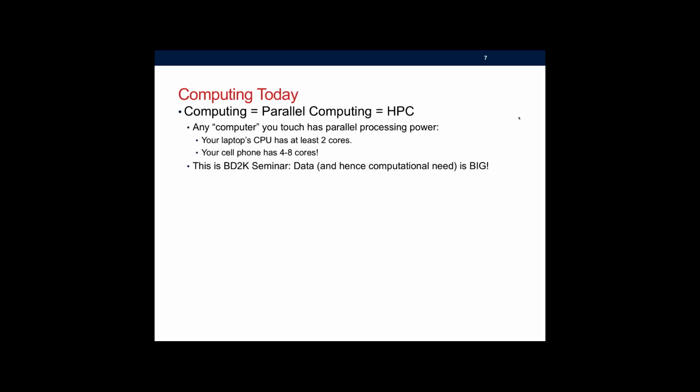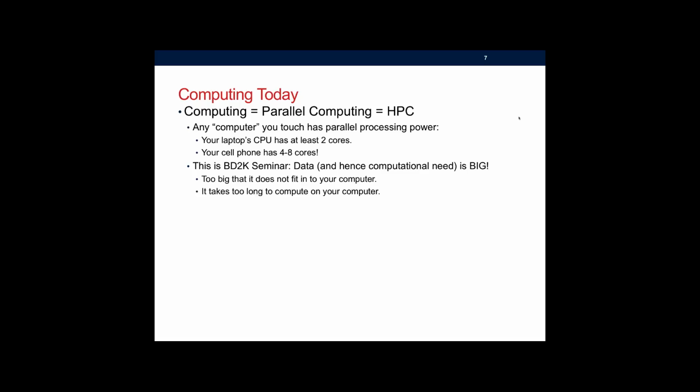The second rationale is, well, this is a BD2K seminar. We're talking about big data and science, and hence the computational data need is really big. We really need to solve some problems that today you cannot fit into your desktop computer. Some examples clearly include genomic applications. For example, metagenomics is one case. If you want to solve a metagenomics problem, you will most likely not be able to run it on your laptop. You will need a machine that has much bigger memory.